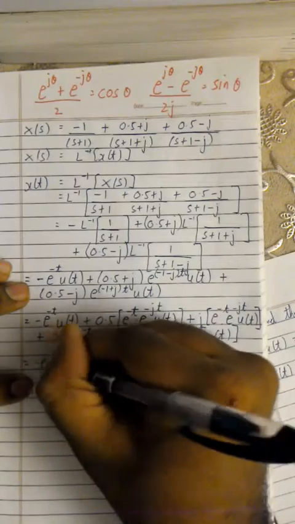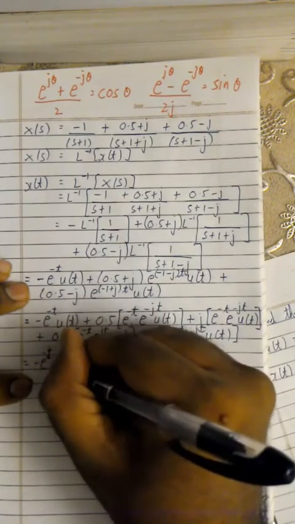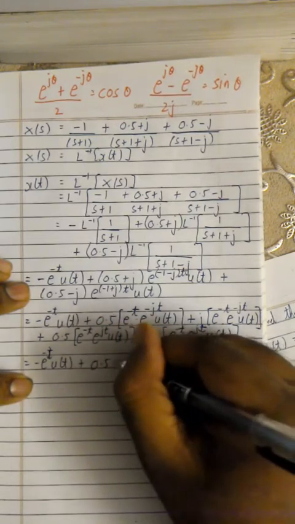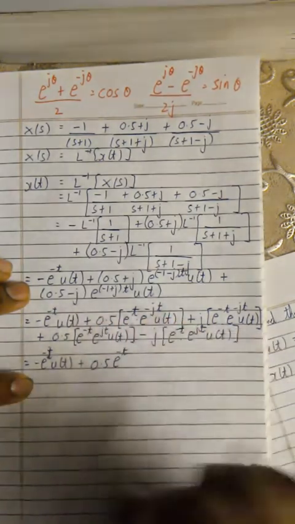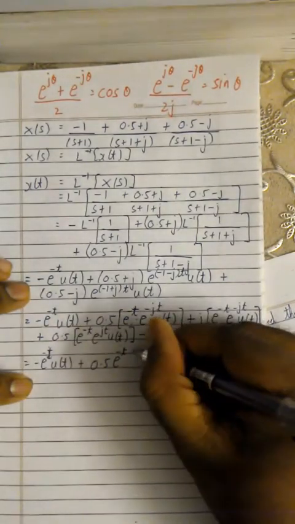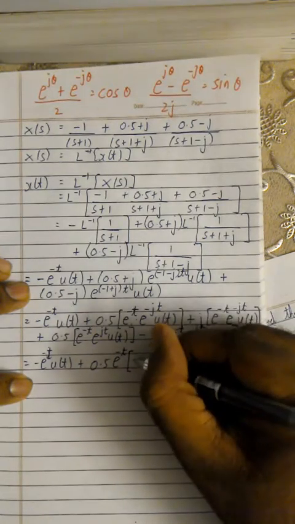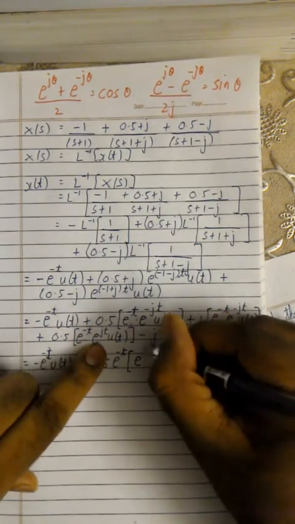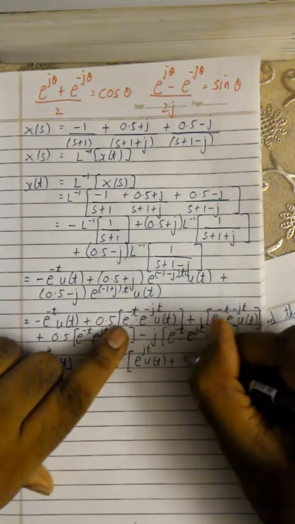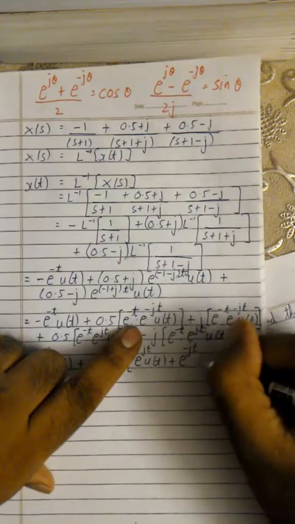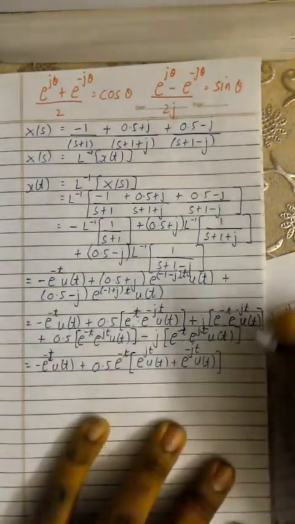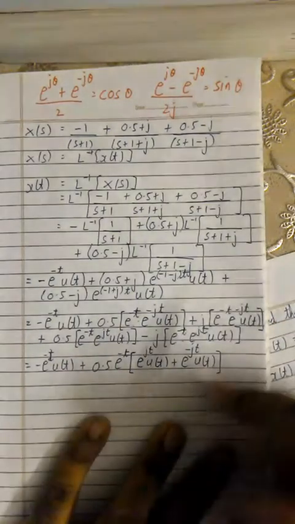So it will become e^(-t) u(t) plus 0.5 e^(-t) is over here, and 0.5 e^(-t) is over here. So if I combine both of them, I will get e^(jt) u(t) plus e^(-jt) u(t). I can take u(t) also common out. Okay, that is one equation over here.